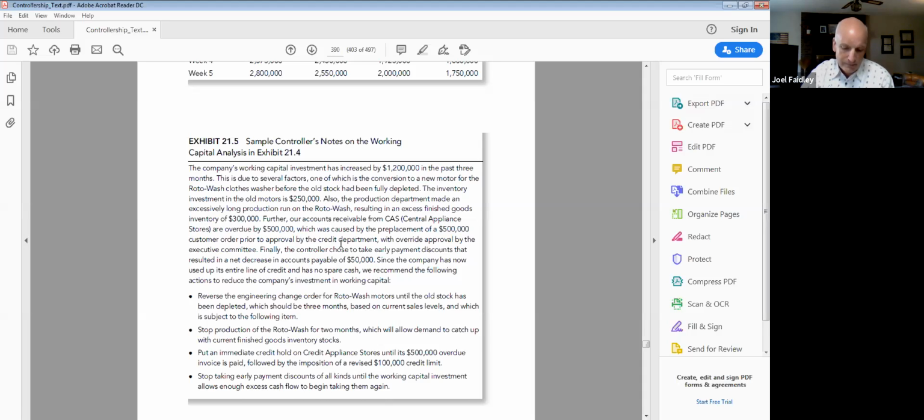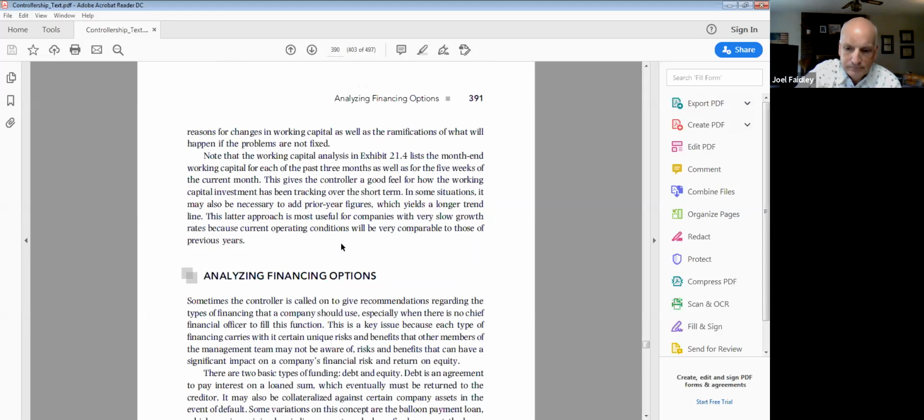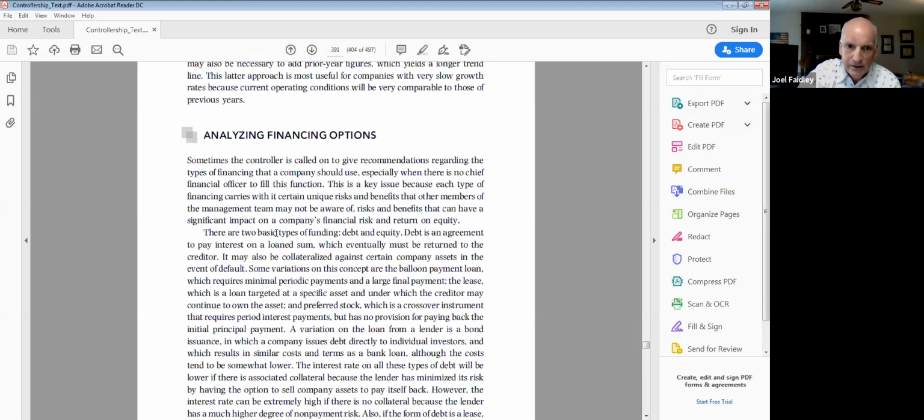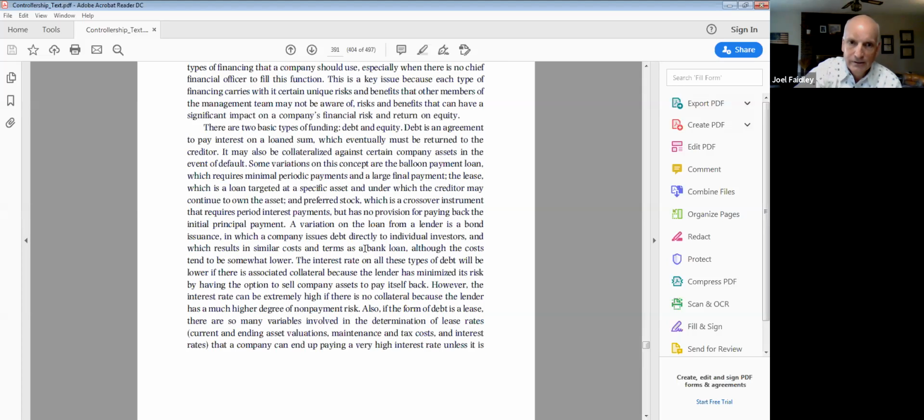All right. And then we get into 391, analyzing financing options. We talked about this last time. Look at what it says there in the middle of the page. There are two basic types of funding, debt and equity. Debt is an agreement to pay interest on a loan sum, which eventually must be returned to the creditor, right? They want their interest payments and they want their principal back. Well, what about stock? You don't have to pay anything back. Of course, you're paying dividends. The interest expense on the bonds is tax deductible, but the dividends are not. So what do you think when you start talking about debt versus equity in your capital structure?